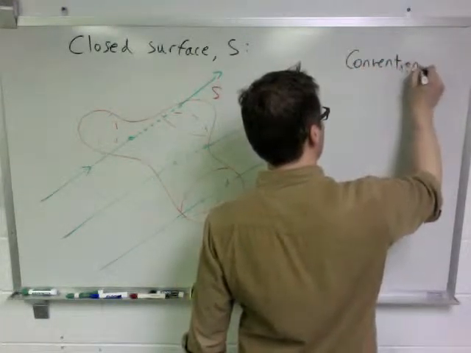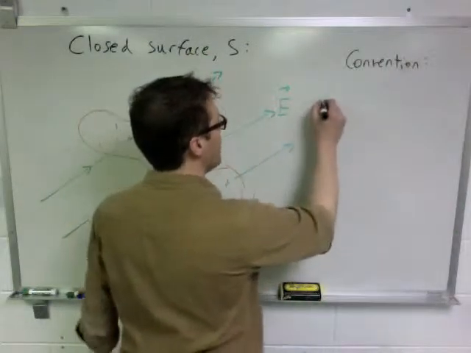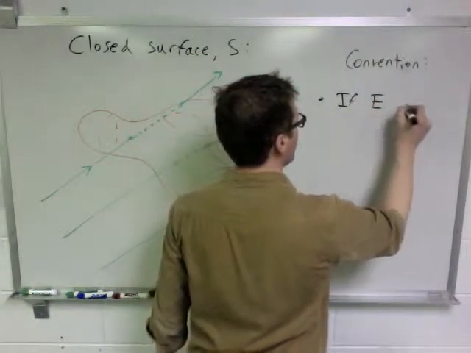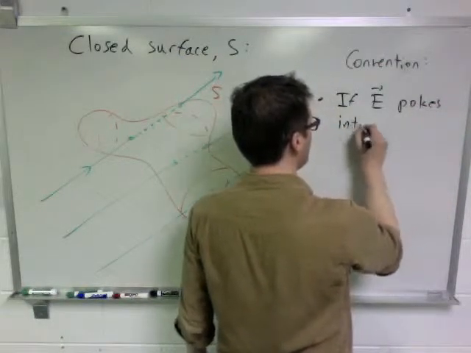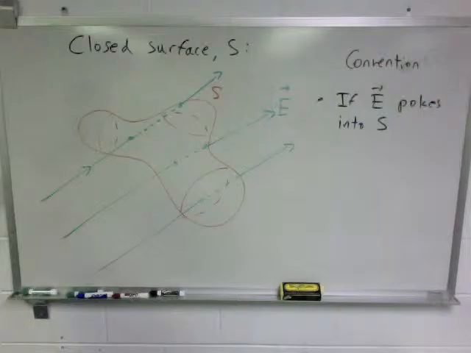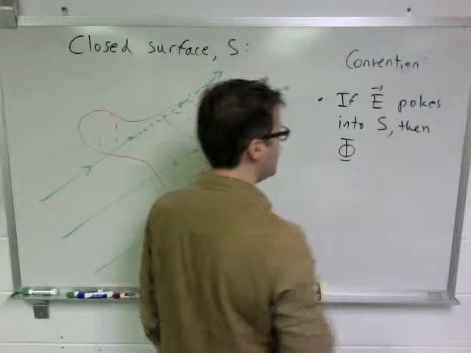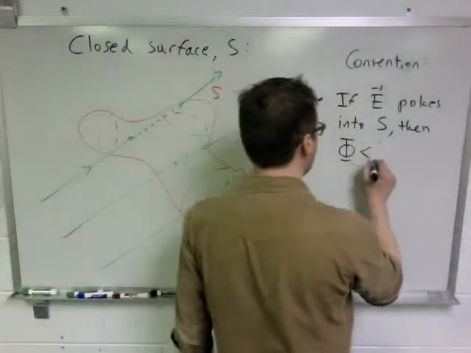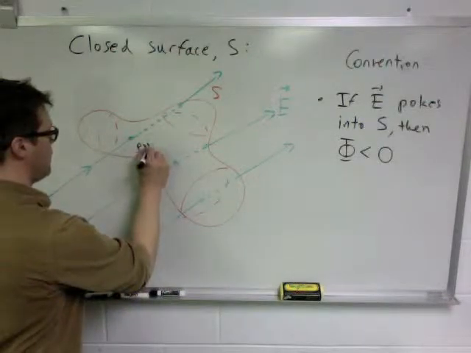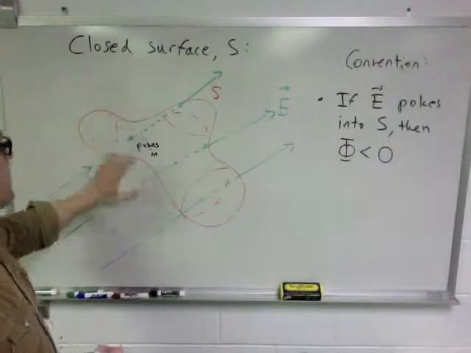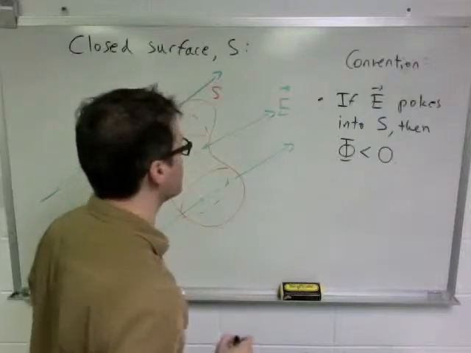At this point, I need to adopt some conventions when I'm talking about electric flux. Number one, if the electric field line pokes into the imaginary surface, S, then the contribution to the total electric flux is going to be negative. So over here, for example, when this field line pokes in, this would correspond to a negative contribution to the total electric flux through the surface.